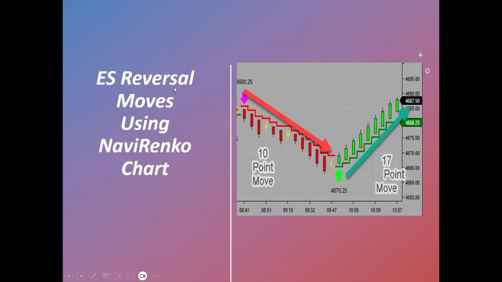All right, so here's a mini chart. Again, this is a Navi, we call these NaviRenko charts. They are unique. You won't see them anywhere else. Here we had a 10-point move down, followed by a 17-point move up. By the way, you'll see the line above the red bars or below the green bars. That's the Navi PM indicator line. We'll talk about that in a little while, but it's a good indicator of market direction. And you can also use it as a trailing stop.